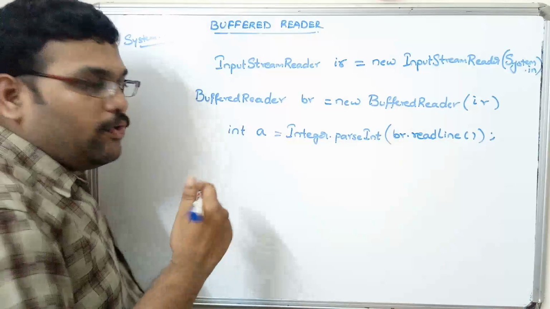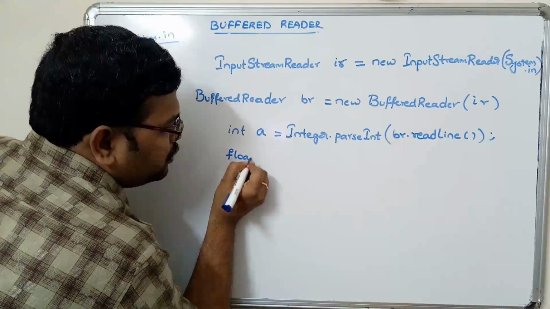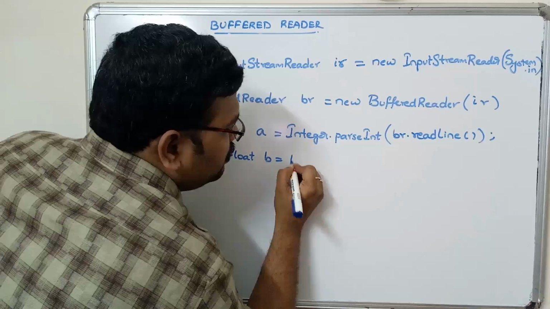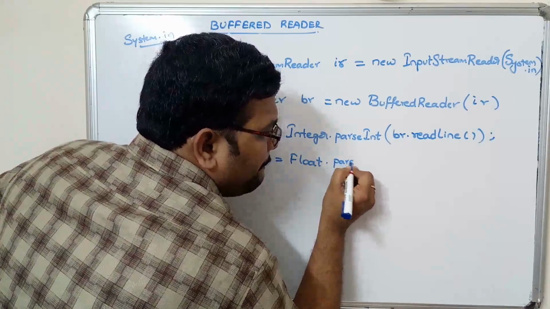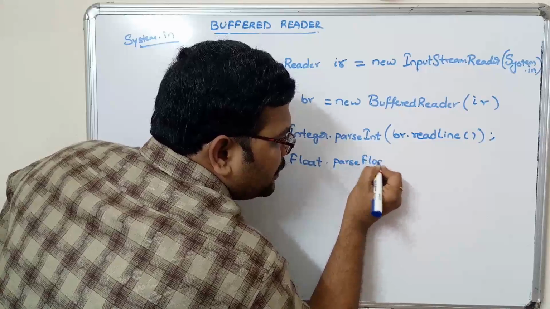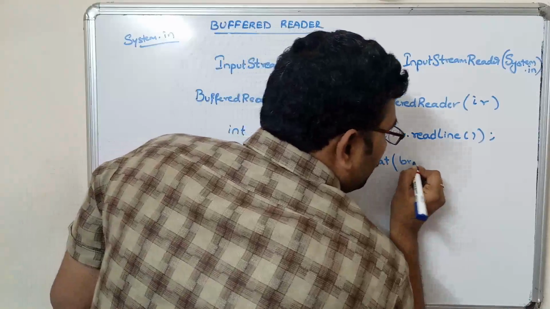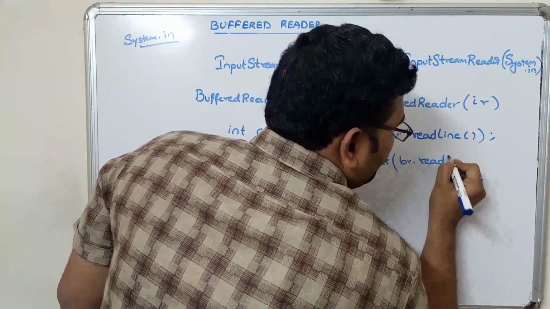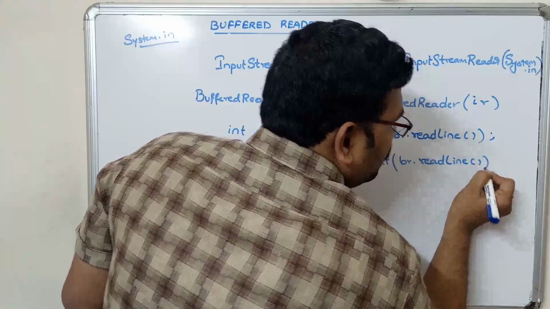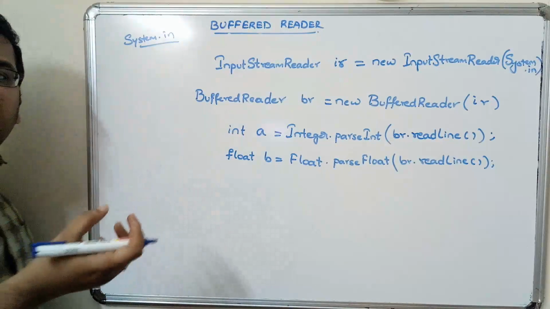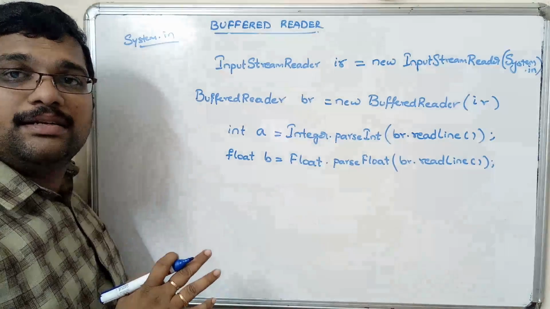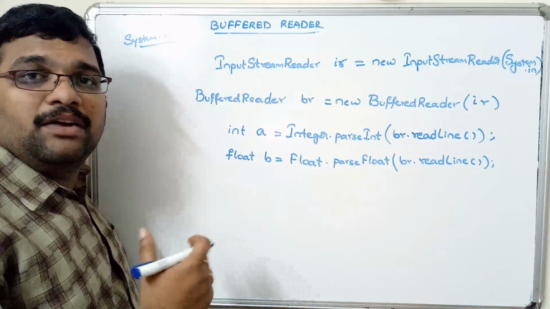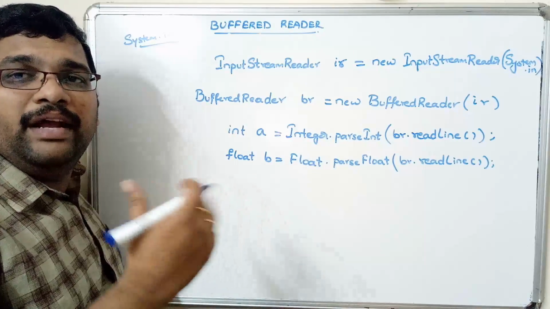In order to read a float, B is equal to Float.parseFloat(BR.readLine()). So a single method can read everything, because here we can read only the characters or strings, and it should be converted into integer or a float when it is required.